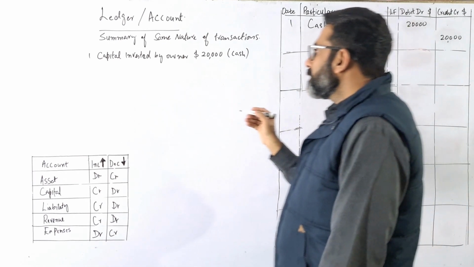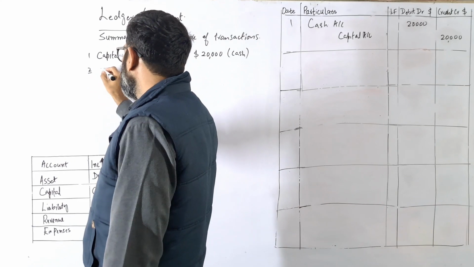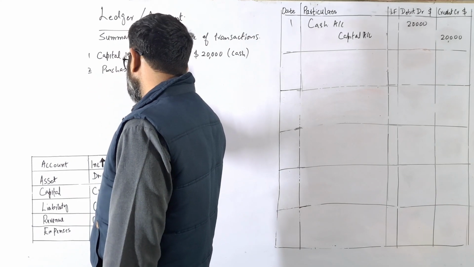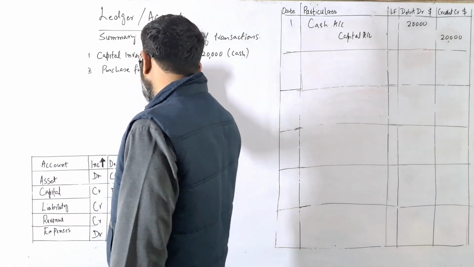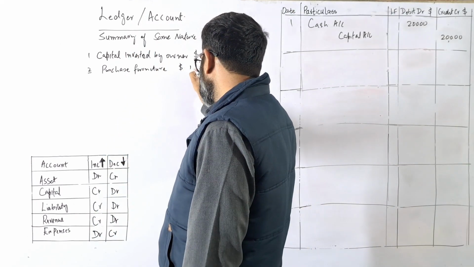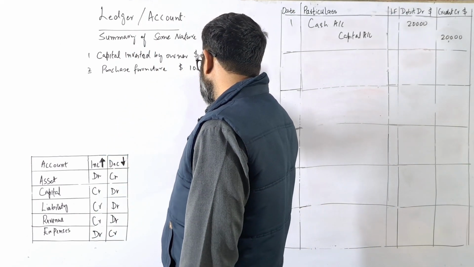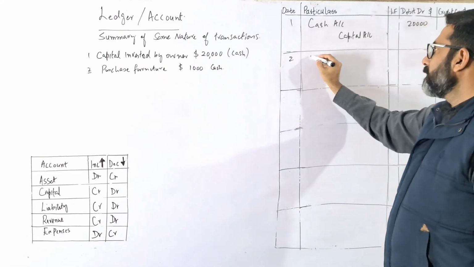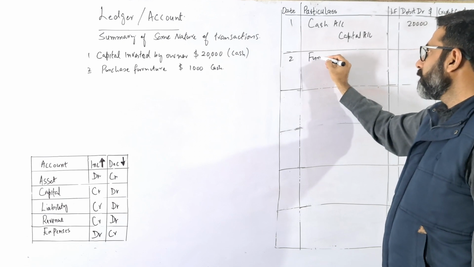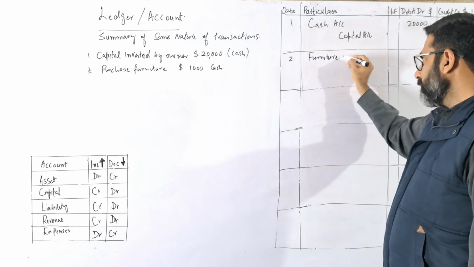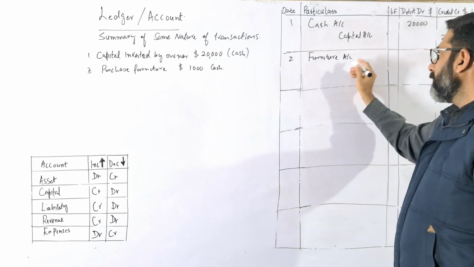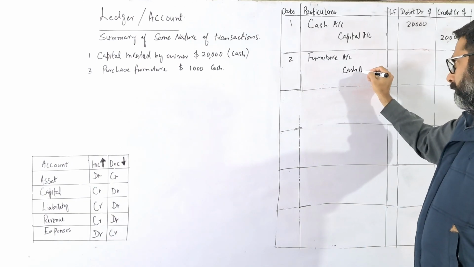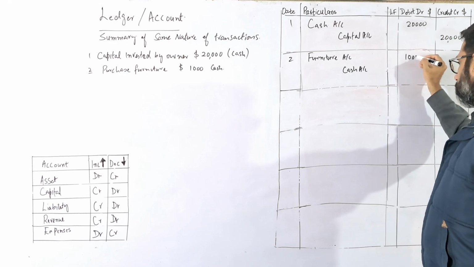Okay. Now the next thing: for example, we purchased furniture for $1,000 cash. This is the second transaction. Furniture account will be debit. These are just the basic transactions which I have already done, so that's why we are just going through them. So cash account will be credit, that is $1,000.